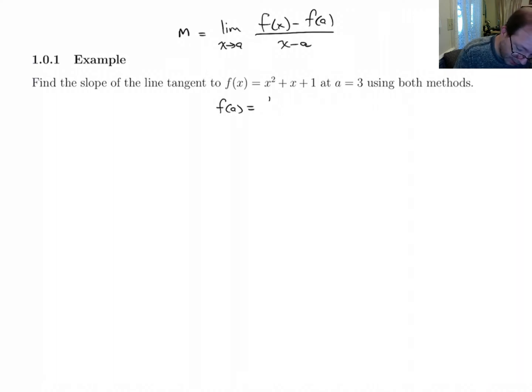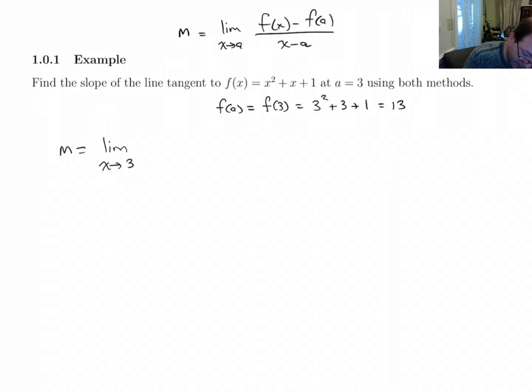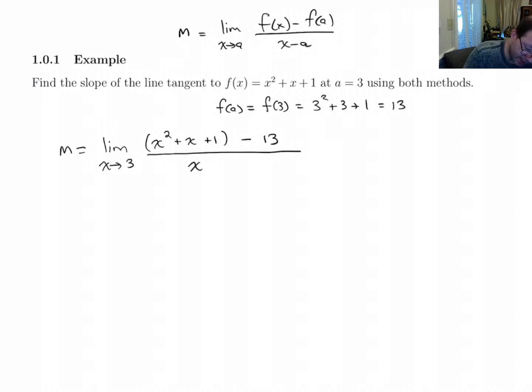f of a is f of 3, which is 3 squared plus 3 plus 1. So that's 13. And so what we're looking at here is m is the limit as x goes to 3 of f of x minus f of a. f of a we worked out is 13. And on the bottom we've got x minus a, so that's x minus 3.